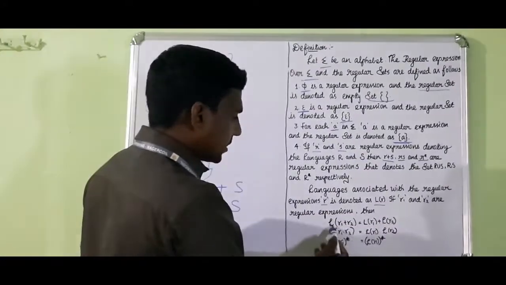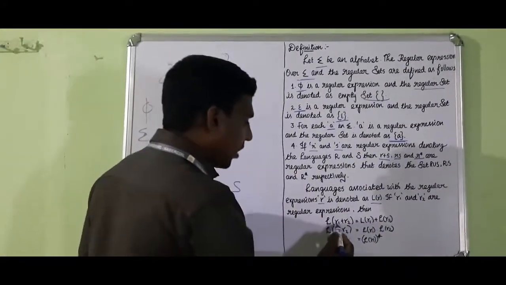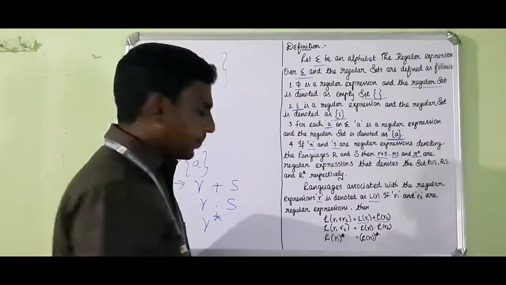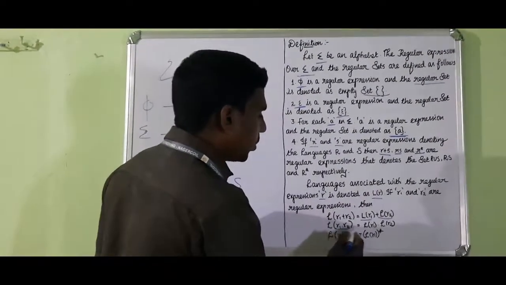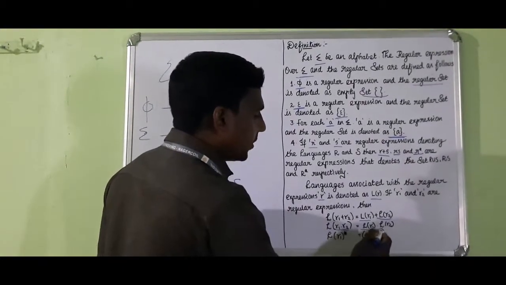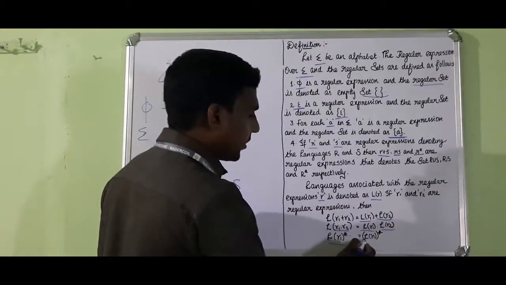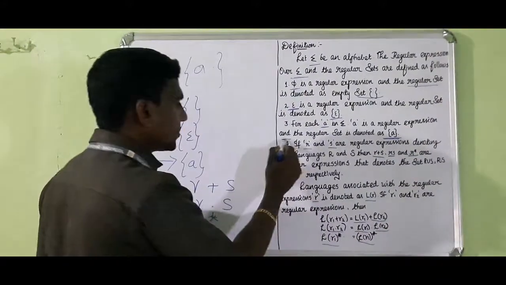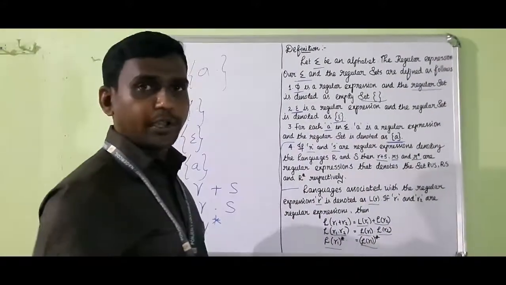So there is an example. We can write L of R1 plus R2 as L of R1 plus L of R2. L of R1 R2, we can write as one language and another language. L star, we can write as L of R1 the whole star. This point is very important because we are going to use it often.